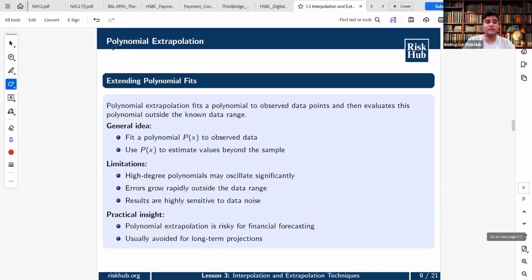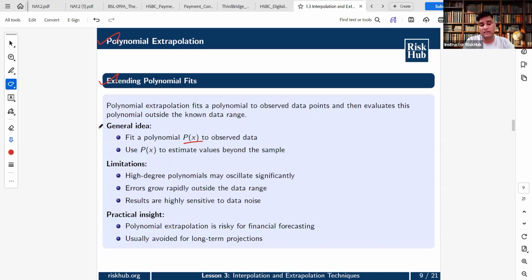Then we get into polynomial extrapolation, extending polynomial fits. Polynomial extrapolation fits a polynomial to observed data and then evaluates it outside the observed range. Main idea is your P(x) used for x outside the known range, but this is dangerous. A polynomial may fit historical data beautifully, but outside the range, it can explode. For example, a high degree polynomial fitted to yields may produce problems such as large oscillations, which give an unrealistic yield curve; sensitivity to noise, bad valuation; explosive projection, wrong risk estimates; boundary instability, incorrect hedges. The quant finance warning here is that polynomial extrapolation is especially risky for forecasting asset prices, returns, volatility, or interest rates.